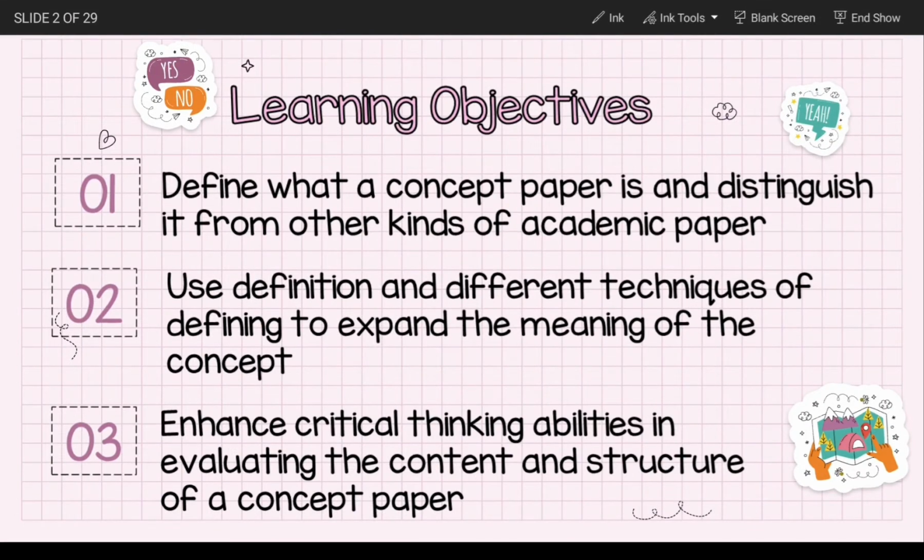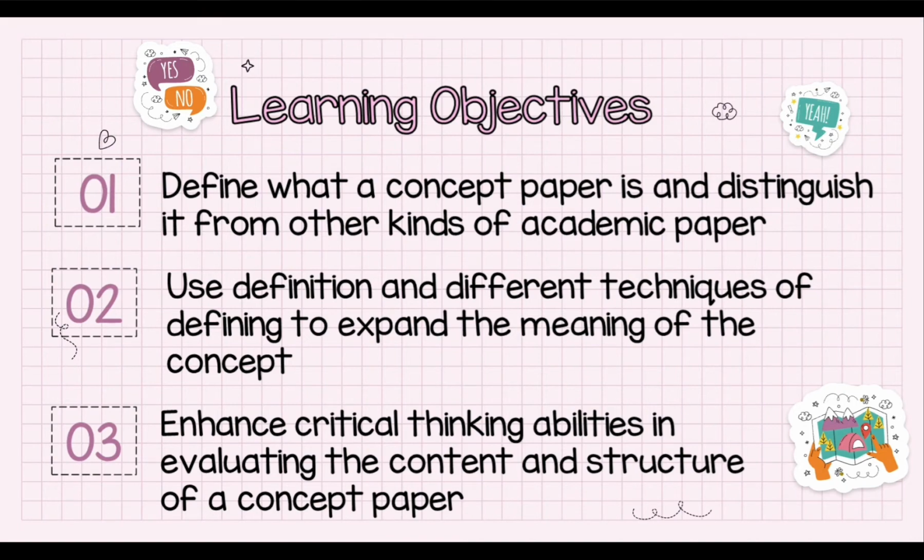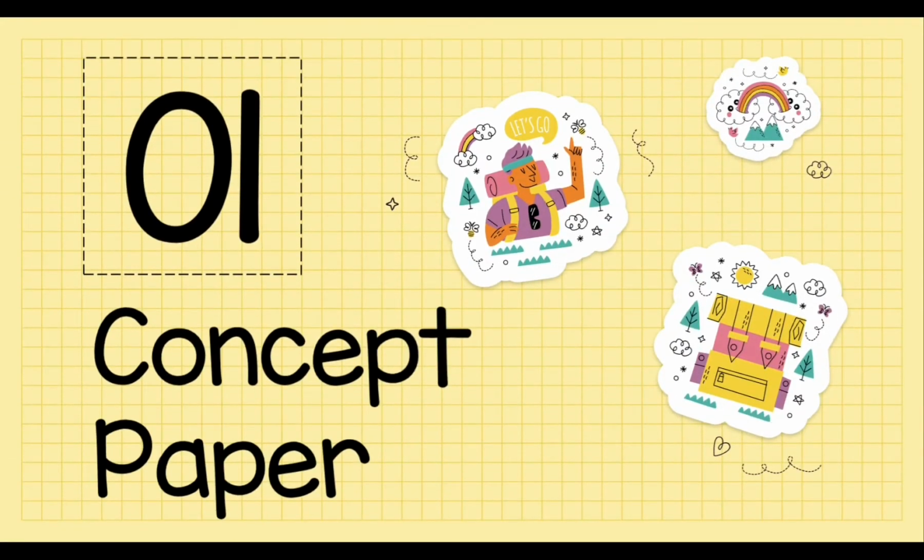Last week we discussed about critic paper, topic and thesis statement, and then also the 4 literary criticism theories that we brushed upon. But today our objectives focuses on defining what a concept paper is and distinguishing it from other kinds of academic paper. The use of definition and different techniques of defining to expand the meaning of the concept and to enhance critical thinking abilities in evaluating the content and structure of a concept paper. So let's go. Let's begin with the concept paper.